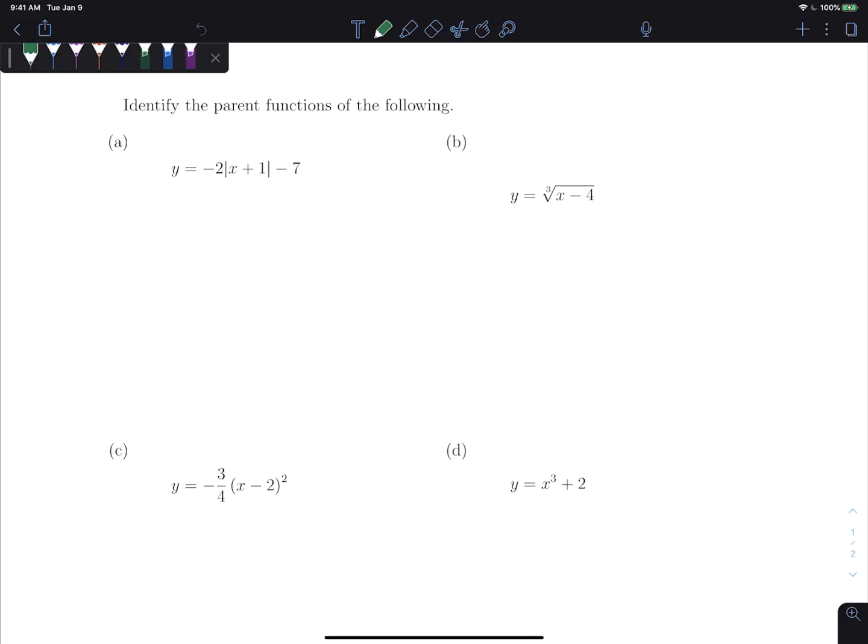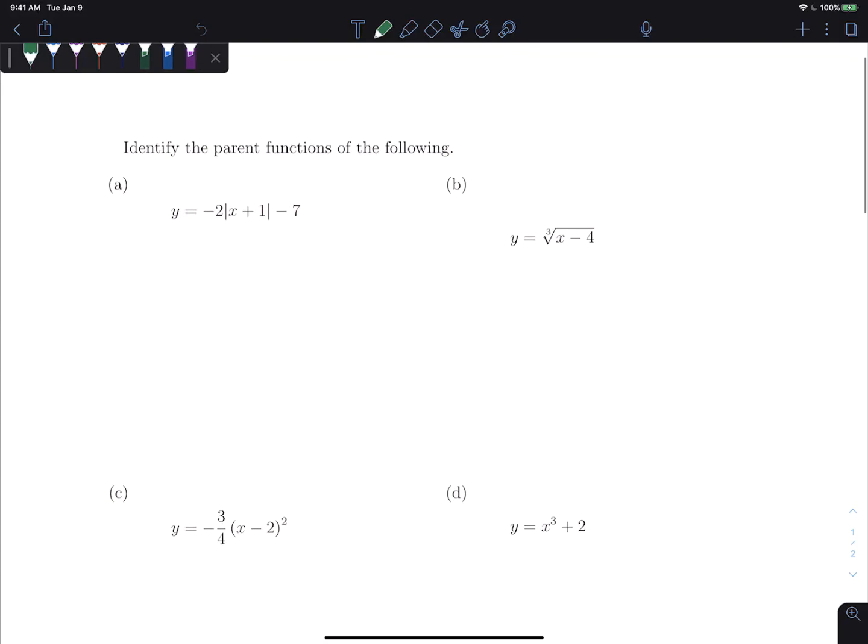Hello. In this video, we're going to look at some equations and identify what the parent function for each equation was. When we identify parent functions of equations, we want to get rid of any addition, subtraction, multiplication, or division. So get rid of any of the four operations that we know of. I'm just going to highlight what we're going to get rid of as we go along here.